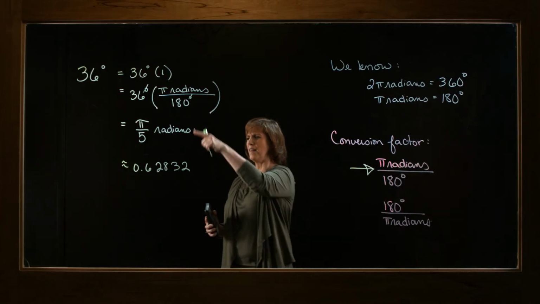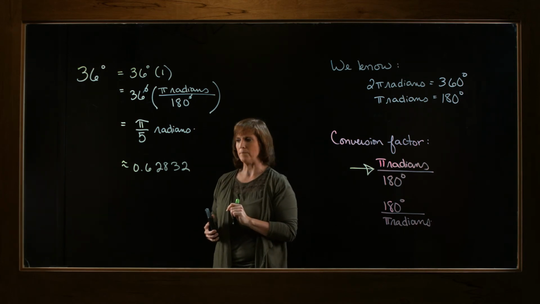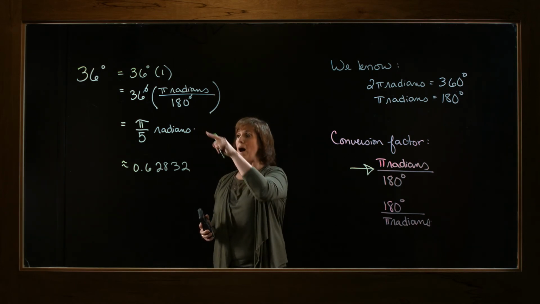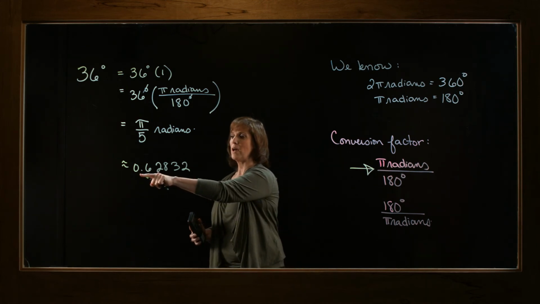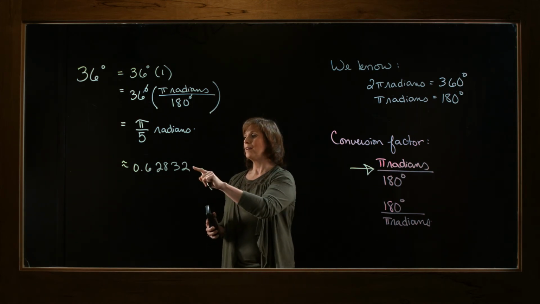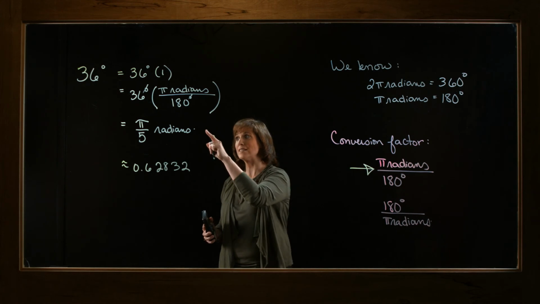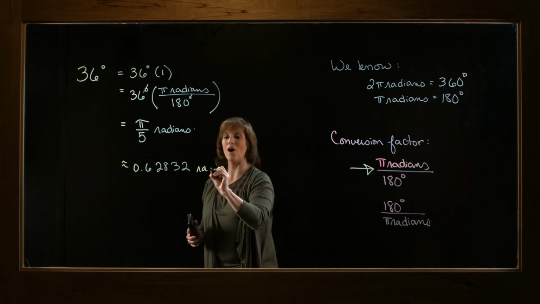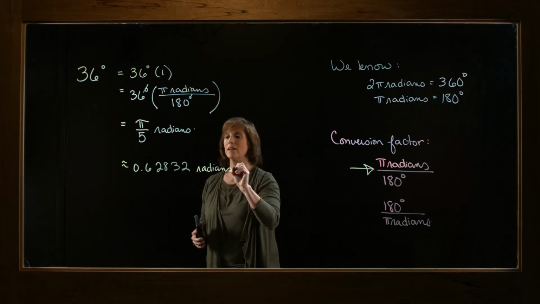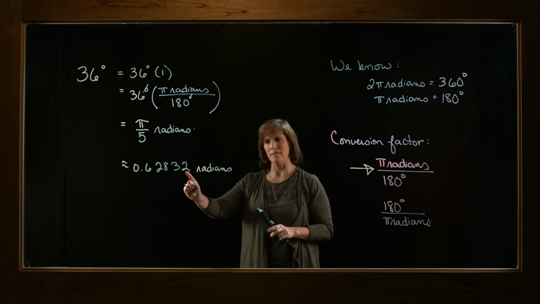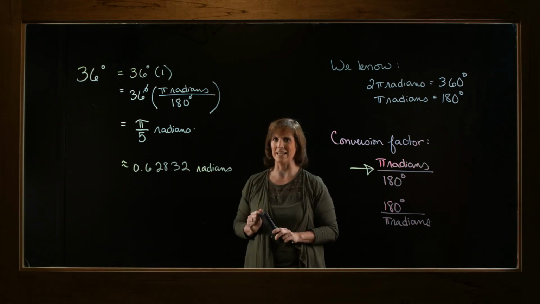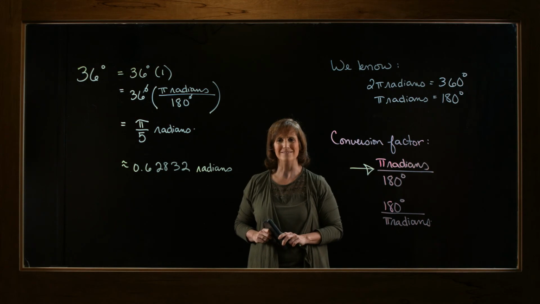Now, these two numbers don't look the same. Well, pi over 5 is the exact answer. 0.62832 is a decimal approximation of that value, so this number is also the answer in radians. But again, just an approximation, that's the exact answer. I hope that's helpful. Thanks.